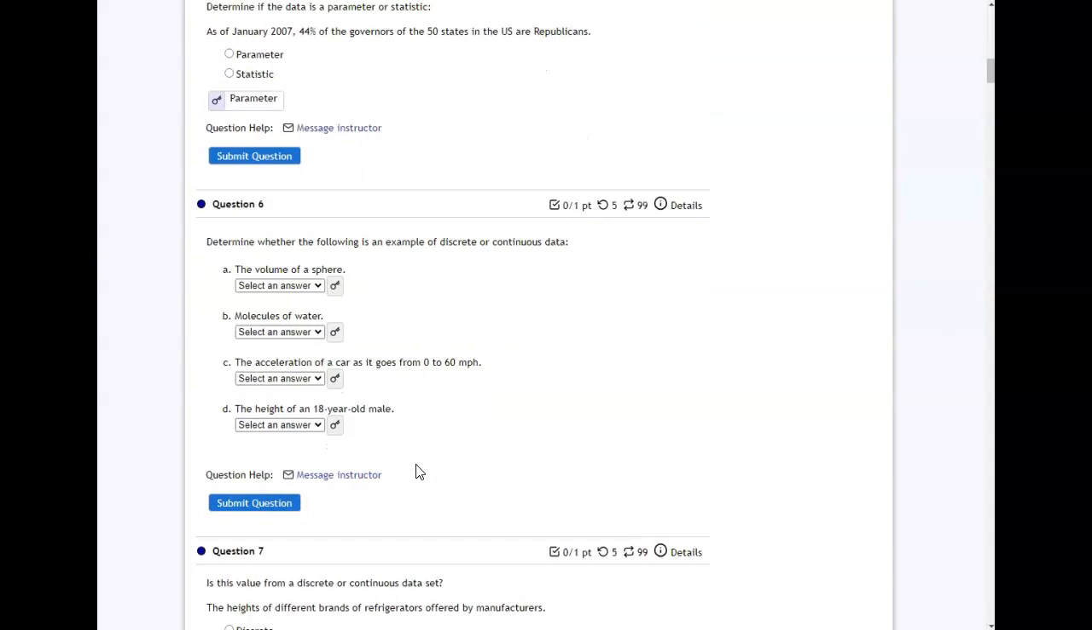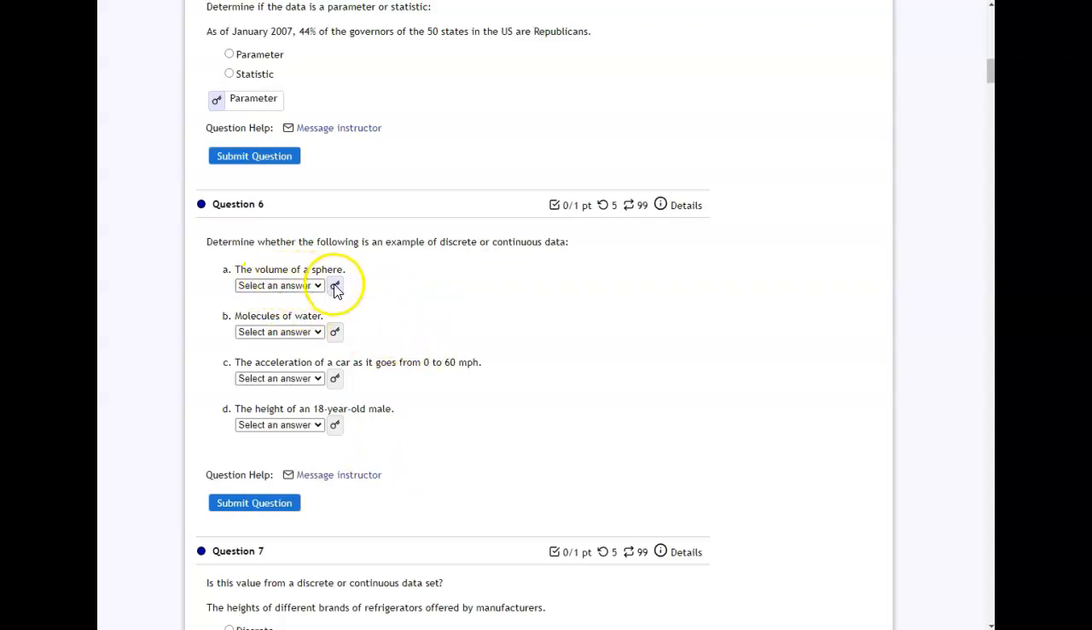On number 6, it's asking if the data is discrete or continuous. Remember, discrete is if you can count it in whole numbers and not parts, like fractions or decimals, it's discrete. If it is not just whole numbers, it's continuous data. So anything that's like a measurement or volume or liquid would be continuous because you don't just have whole number parts, you have pieces of it or fractions of it.